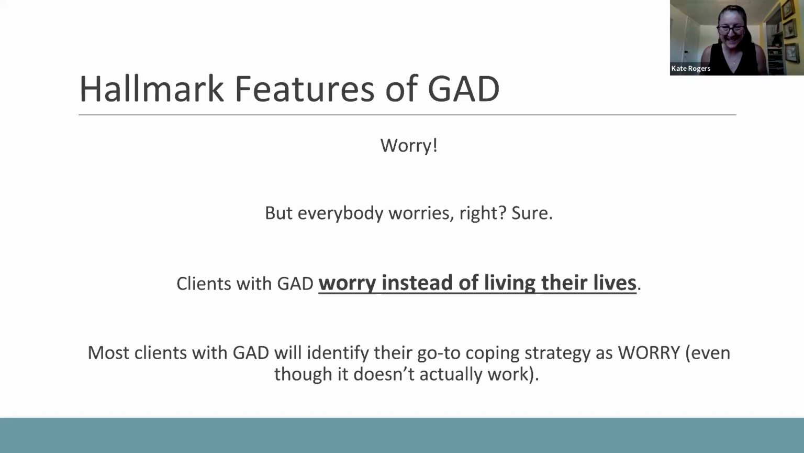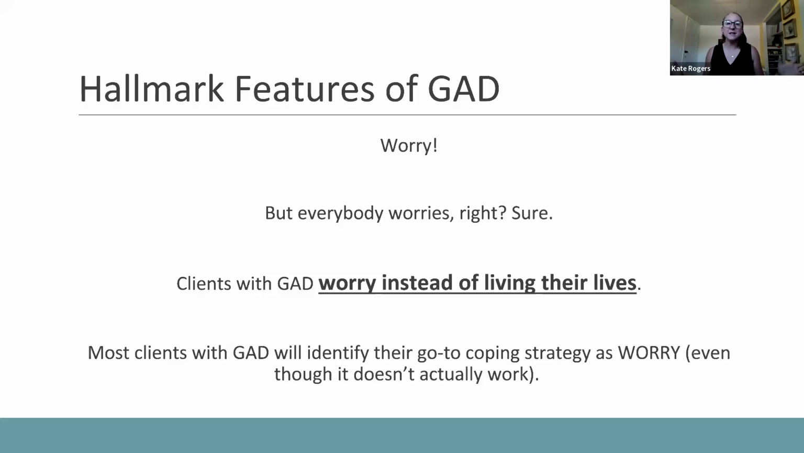But everybody worries, right? Who here is a mom? We worry. People worry, and it's kind of a natural part of life, even though it is, of course, useless. But worry isn't an experience that necessarily sets people apart as pathological. However, if you have someone who is worrying instead of living their life, that is going to become clear pretty quickly when evaluating. That is the first key you're really looking for. Someone that worries instead of living their life. They're worrying so much it's taken over. And oftentimes, GAD clients will actually identify worry as their go-to coping strategy.